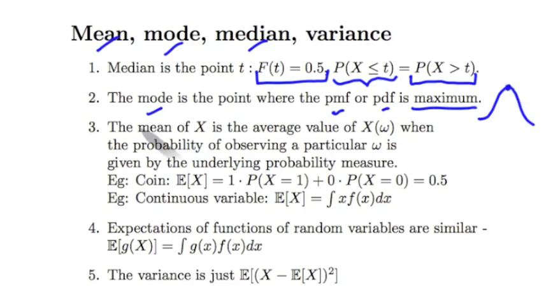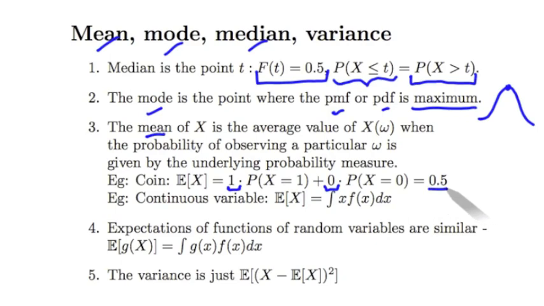of the PMF. The mean of a random variable x is the average value of x of omega when the probability of observing a particular omega is given by the underlying probability measure. Right? So it's the average value of this x of omega. Example, for a coin, the expected value of x is: you observe 1 with the probability of x being 1, and you observe 0 with the probability of x being 0, and both of these are 0.5 for an unbiased coin, so I just get 1 times 0.5, which is 0.5.